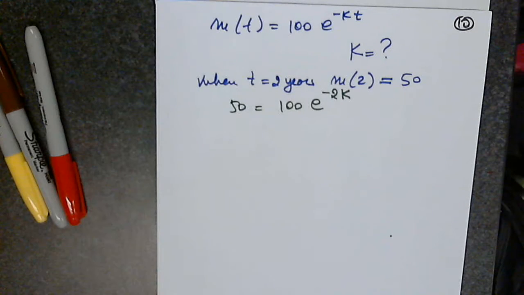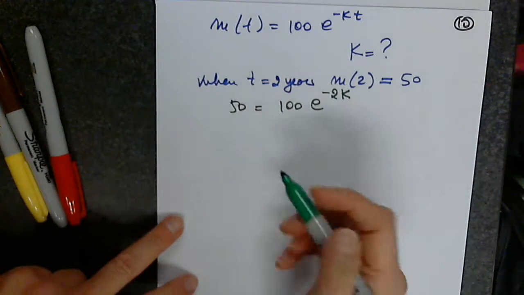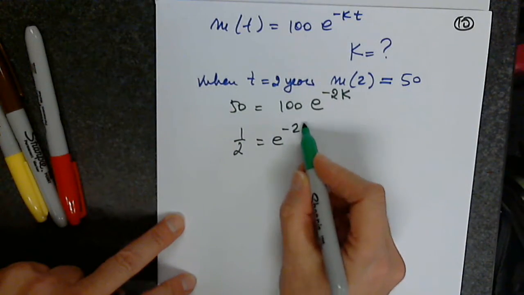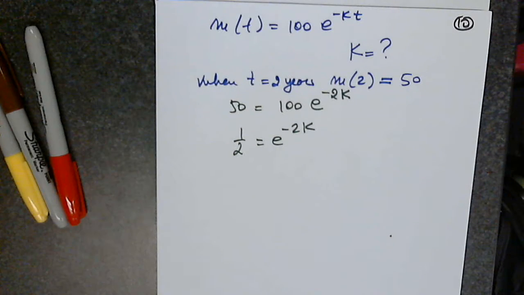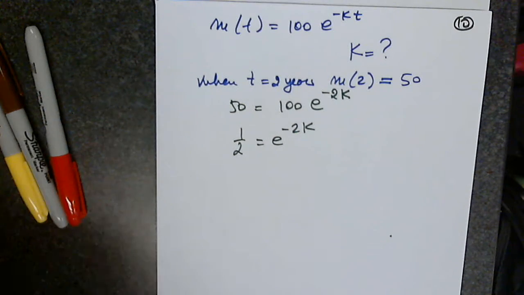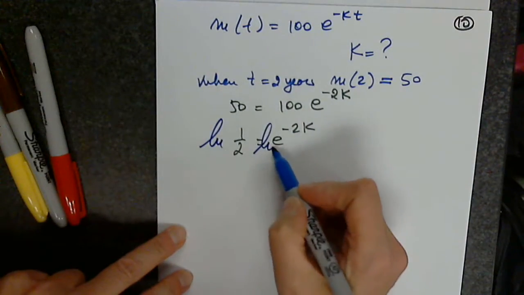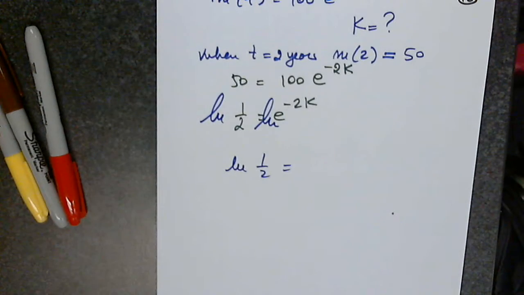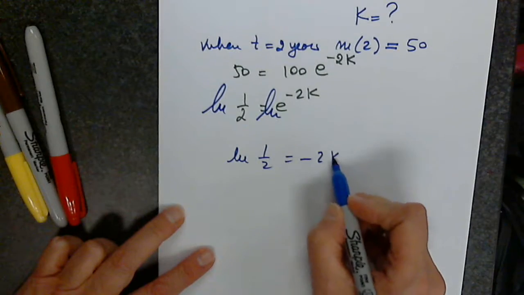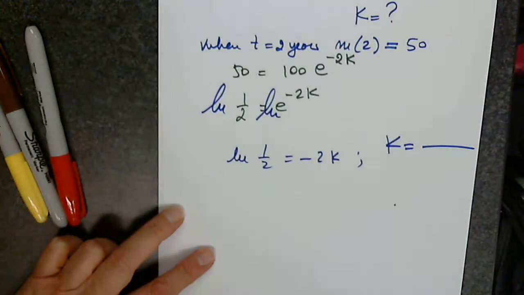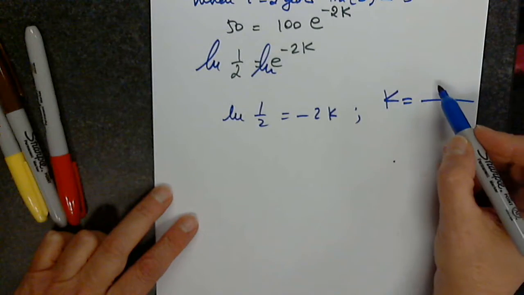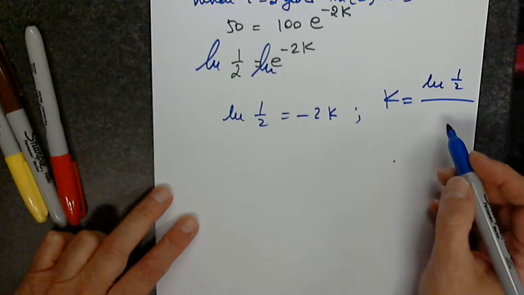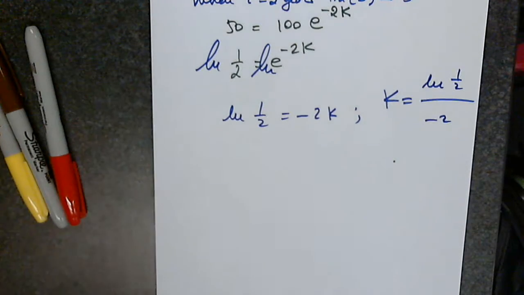No, I cannot apply natural log till I clean it up. It's not cleaned up yet. Divide by 100. 50 divided by 100 is 1/2. Now, yes, I have to apply natural log to both sides. So let's apply natural log to both sides. Then natural log of 1/2 equals, what is left on the right-hand side? Very good, negative 2k. So then k must equal natural log 1/2 over negative 2.